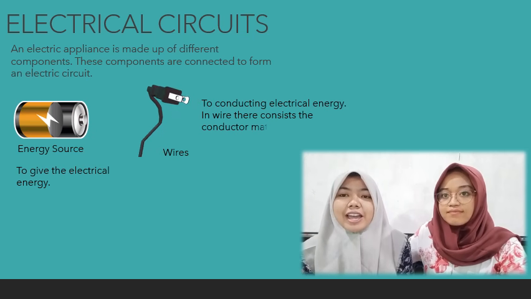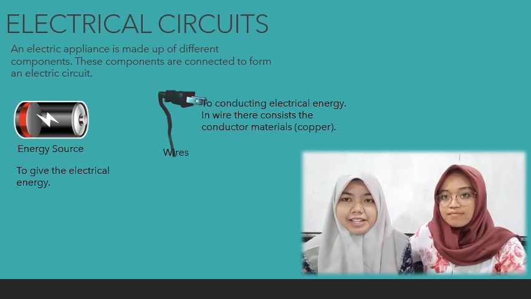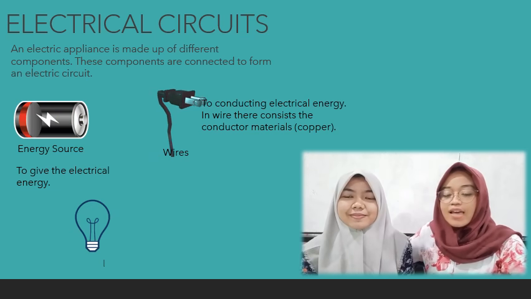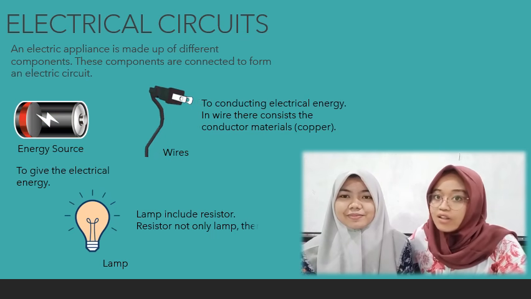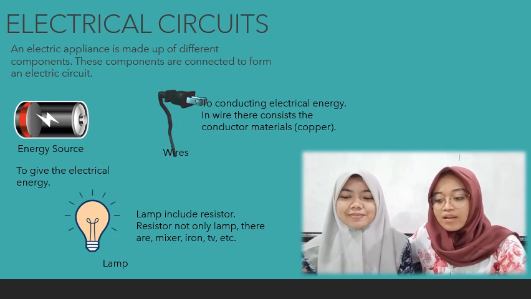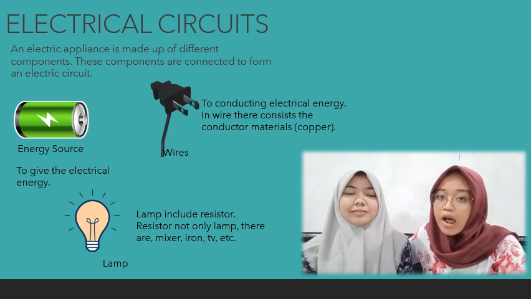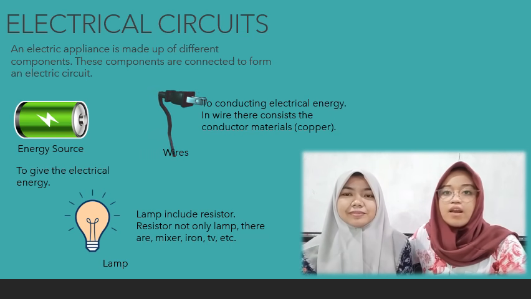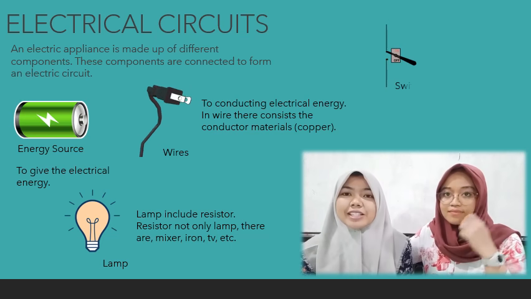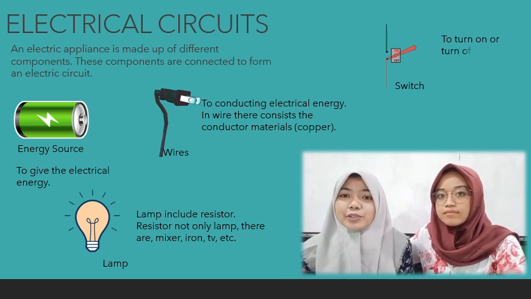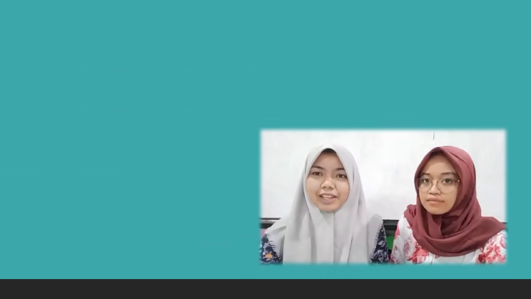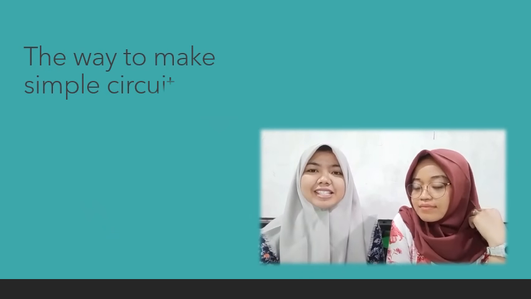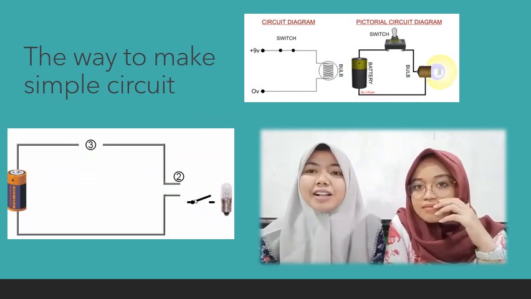Wire consists of conductor materials, for example copper. Next, the third is the lamp. A lamp includes a resistor. The resistor is not only a lamp, but also others, like a mixer, iron, television, and others. And the fourth is the switch. The switch turns the electrical current on or off.